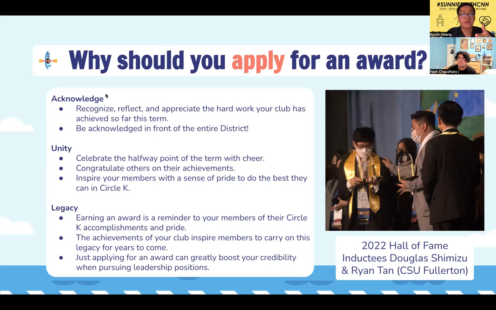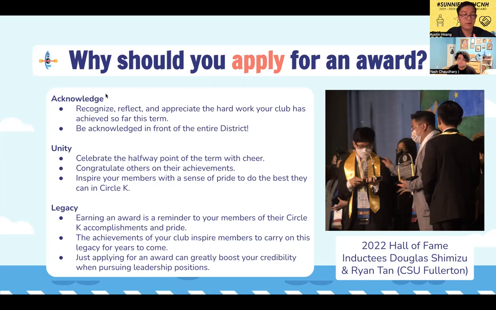And also, awards can bring a sense of unity. FTC is the halfway point of our term, so this is a great way to celebrate the term and just overall congratulate the relevant officers for their work and accomplishments. And also, earning a district award will create a sense of pride in your members and your club officers to do the best that they can in Circle K. And lastly, applying for the award can help create a legacy for future members to follow.